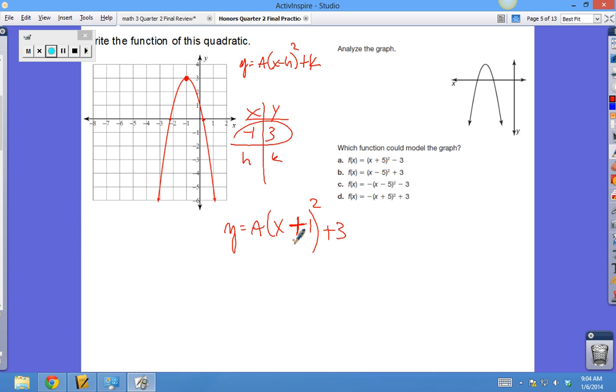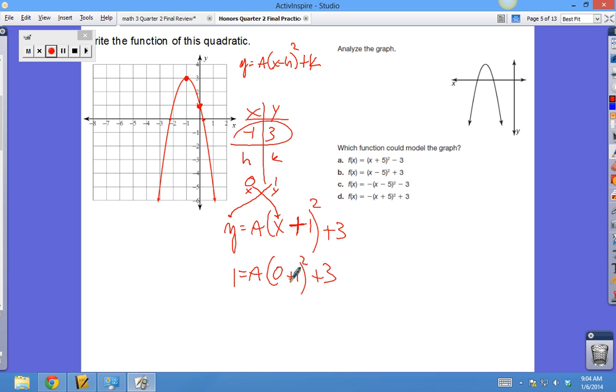Okay, now my a, to find a, is the same way we did on the factored form. If I take this dot right here, which is 0 and 1, okay, this is just an x and this is just some y. So I'm going to take this 0 and plug it in for x. I'm going to take this 1, plug it in for y. 1 equals a times 0 plus 1 squared plus 3. And now I'll do the math and it'll give me a.